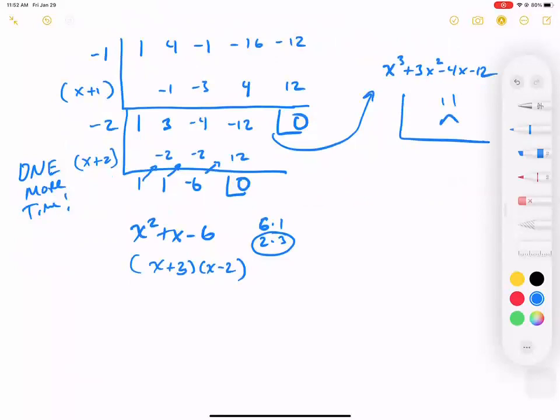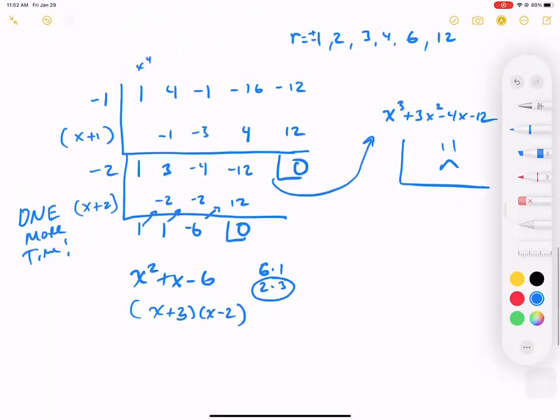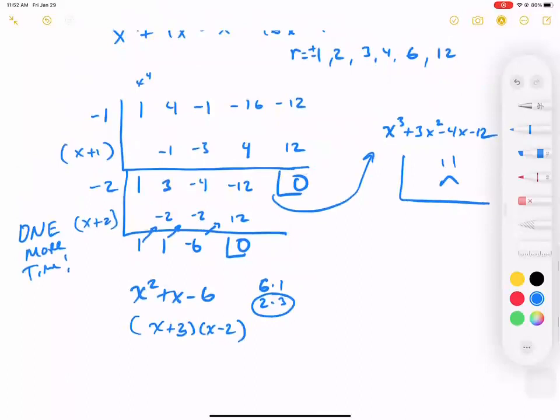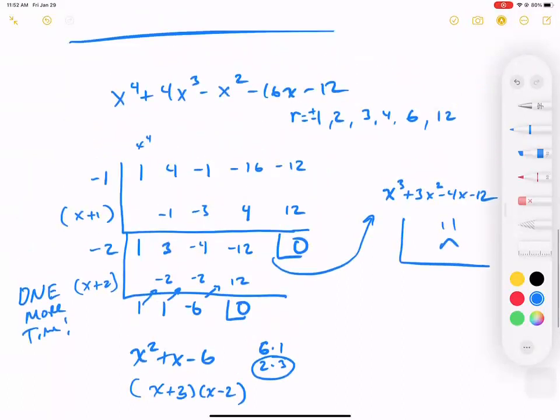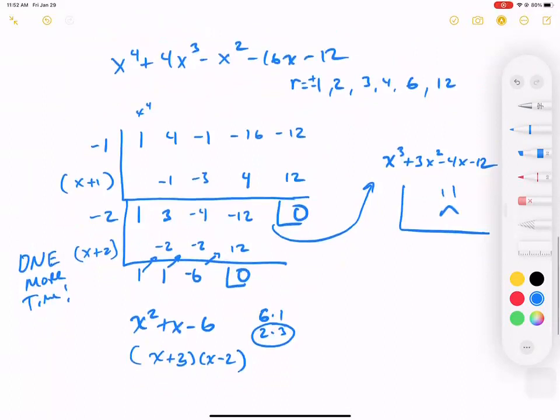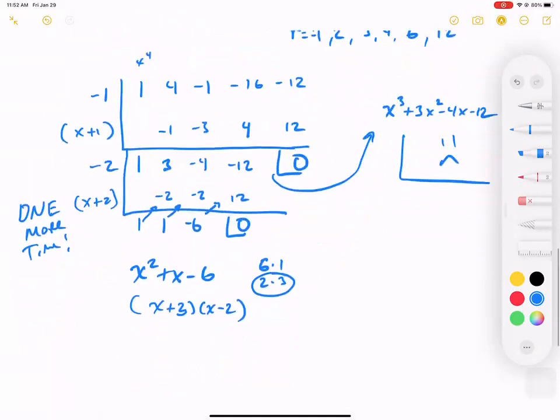Now, how would you write the official answer? It all depends on what the question is. If the question is, please factor x to the fourth, our factors are x plus 1, x plus 2, x minus 2, and x plus 3. We need all 4 of these factors to get to x to the fourth.